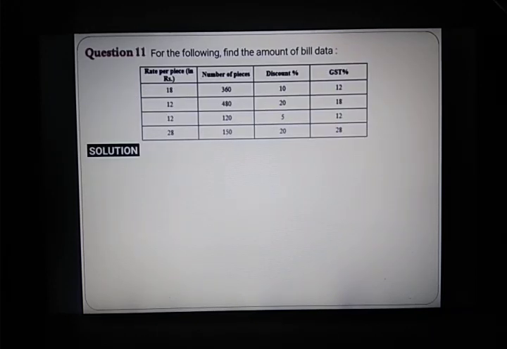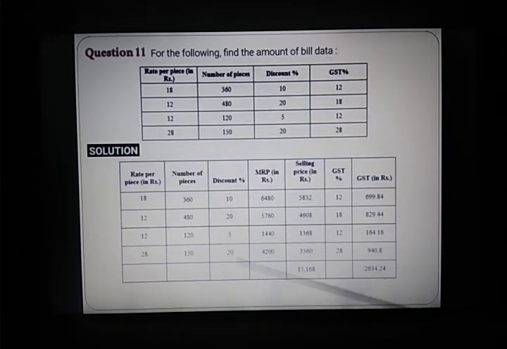Okay, so the next one is: for the following, find the amount of the bill. Now here they have not mentioned whether this is an interstate sale or intrastate sale. If nothing is mentioned, we'll consider this to be interstate, so this is actually my IGST. Fine, so it's like the earlier case. Your solution is given, just pause the video to note down, copy it, and verify the numbers by yourself.